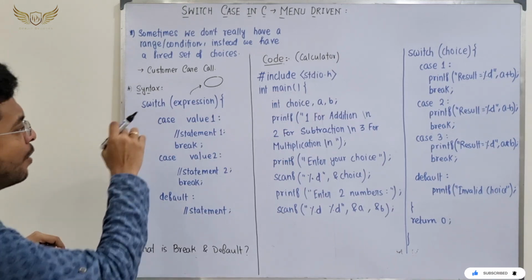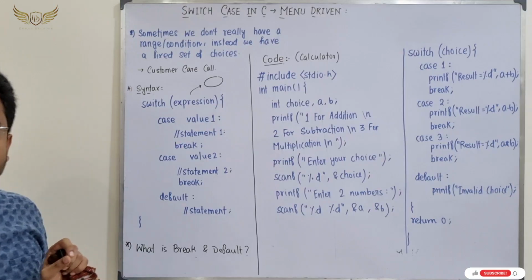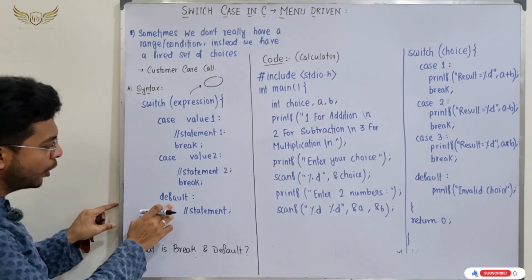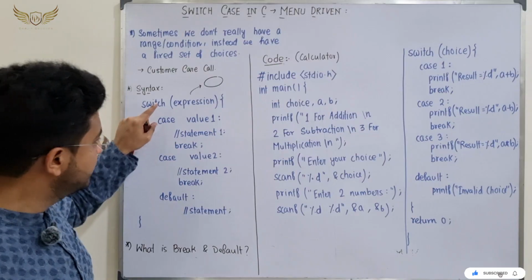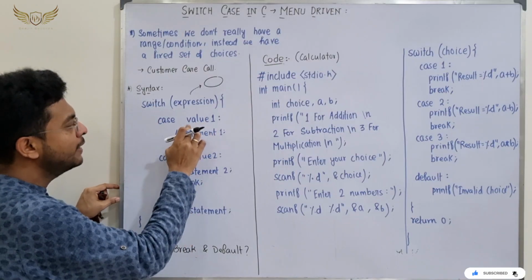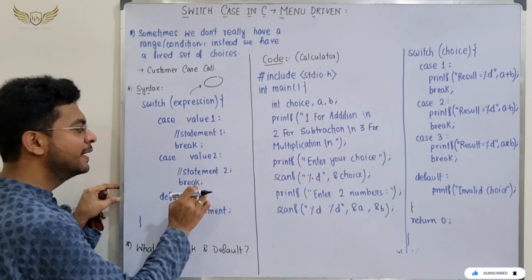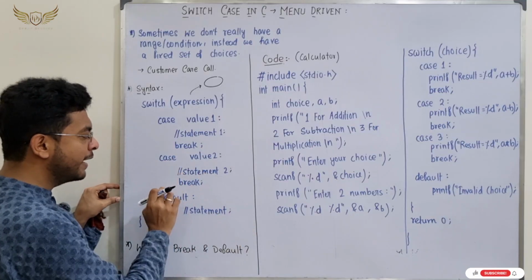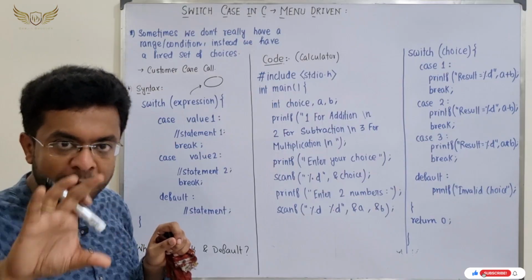Correct? Now, after each case, if you see, there is a break and there is a default case. So what does it look like in general? This is the general look. Case value 1, statement, break. Then case value 2, statement that executes something, then you break it. Similarly, you can write case value 3, statement, break. Case value 4, statement, break.